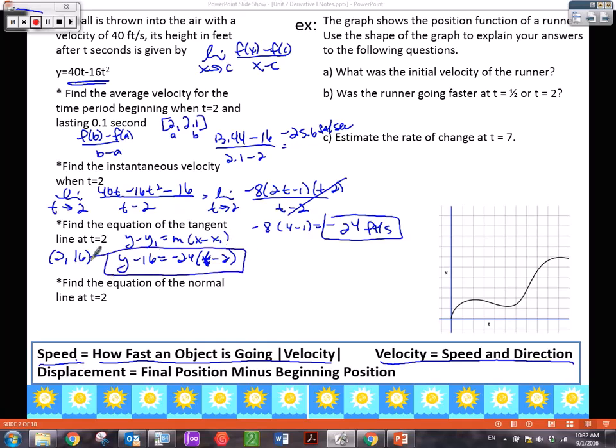The last question asks us to find the equation of the normal line, which is really easy. It's at the exact same point as the tangent line, and all we have to do is change the slope to the opposite reciprocal. That's all there is to it. So the normal line is going to be y minus 16 equals, the opposite of negative would be positive, and the reciprocal of 24 would be 1 over 24, so 1 over 24 times t minus 2. Pretty easy, straightforward. I just need you to get comfortable with what a normal line is and how to find it.